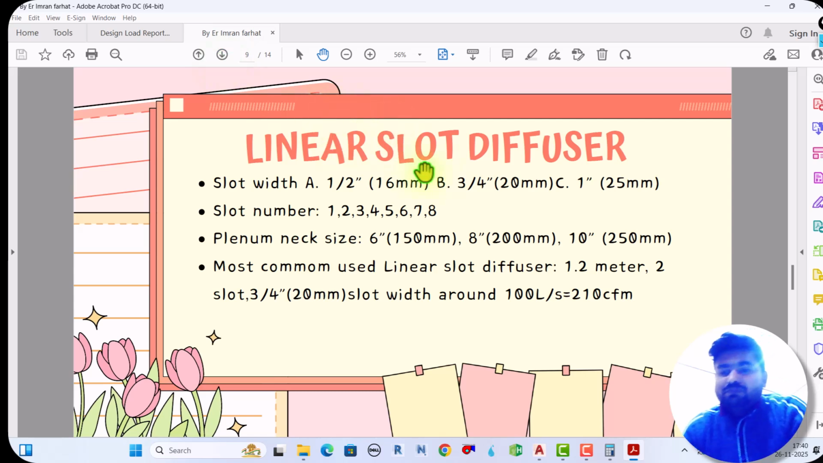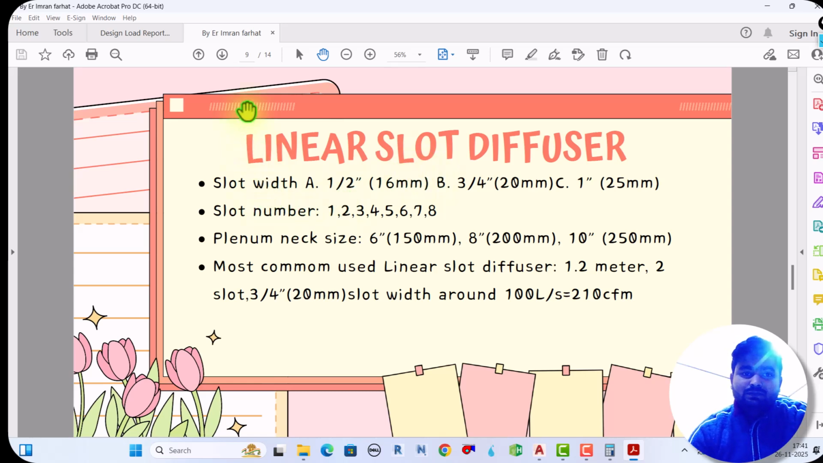Okay, the next is linear slot diffuser. This is for a premium look, where the ceiling is gypsum board, and we have to give a premium look, right? Like in hotels, we see this type of linear slot diffuser.